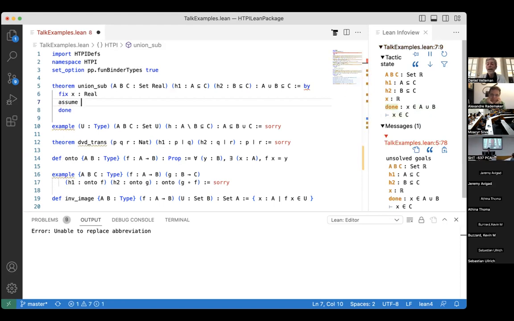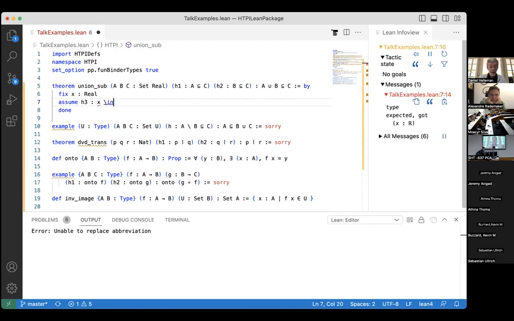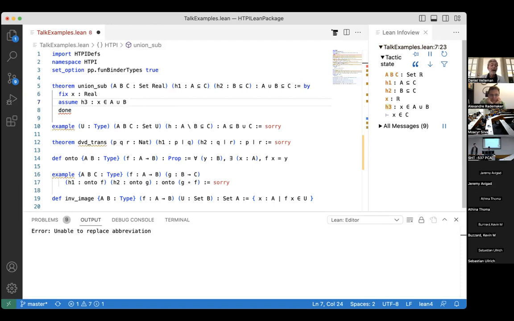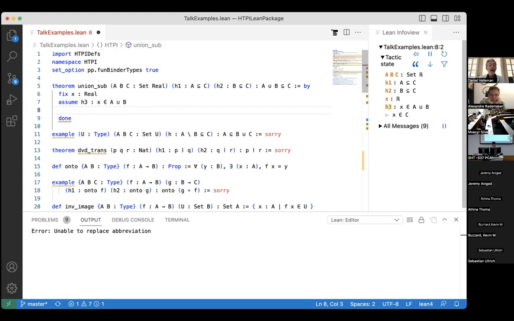Now I have to give this assumption a name. I have H1 and H2 already. I'm going to rather unimaginatively just call it H3. X is in A union B. Perhaps you notice I need to type all of these symbols. And so there are codes you need to know to be able to type symbols in Lean. But if you've used TeX, you've already noticed a lot of the codes I'm typing are the same ones you would use if you were writing math in TeX. At any rate, again, the tactic state has been updated. Now I have H3, my assumption X is in A union B. This is a new given, and the goal is now X is in C.